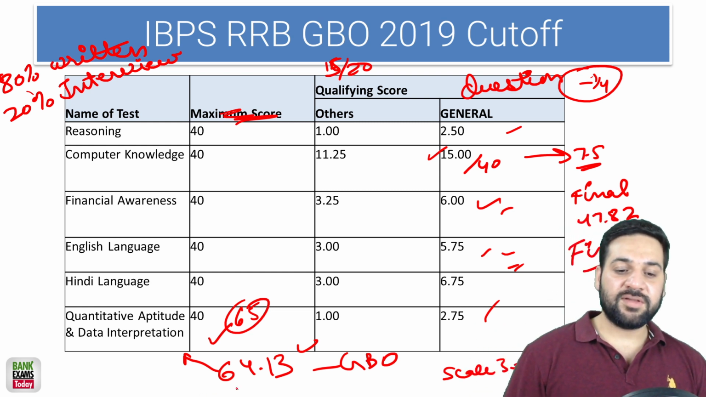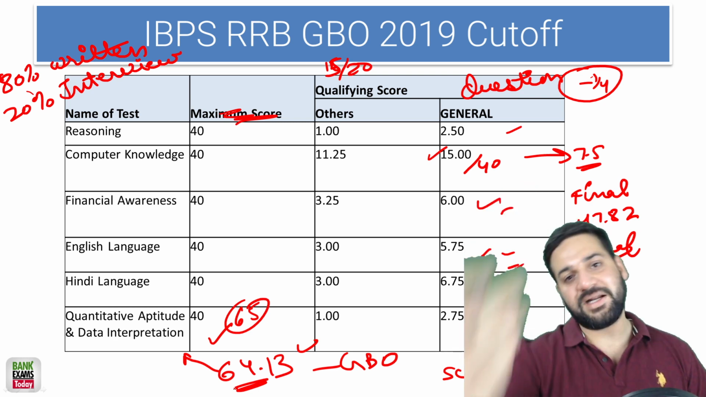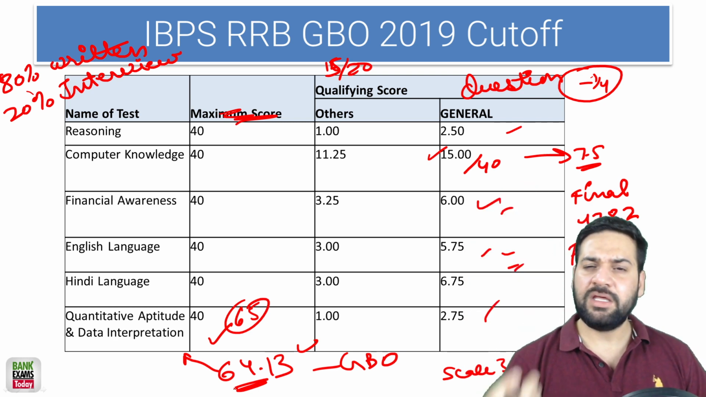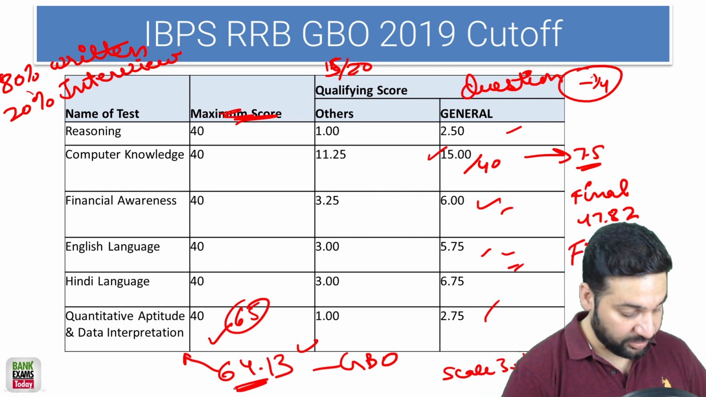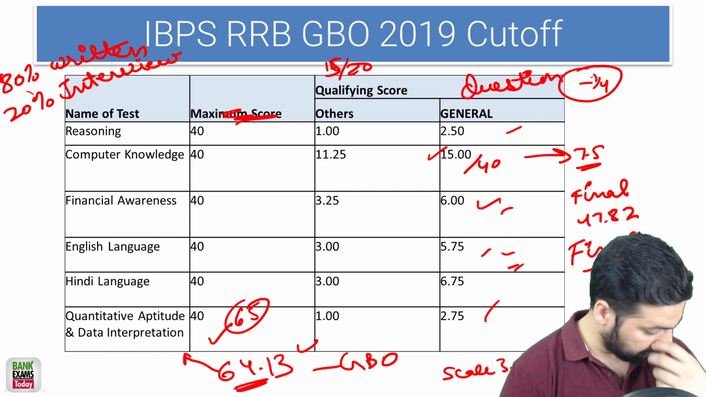So 64 was a cutoff. Obviously you need to score better than that. 75, 80, 85. The more you score, the better chances are there. So that's what you need to understand. ठीक है, ये understand कर लीजिए. ठीक है.